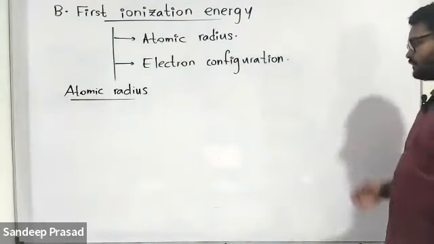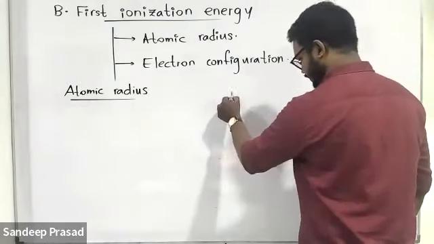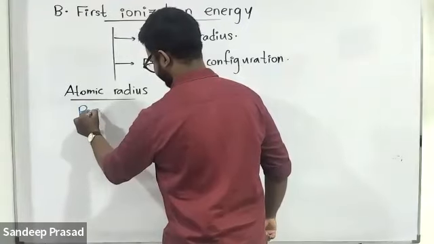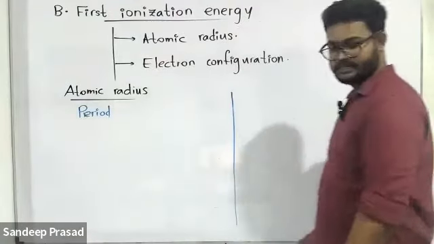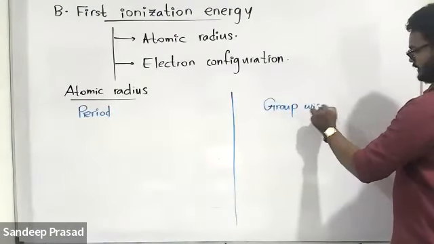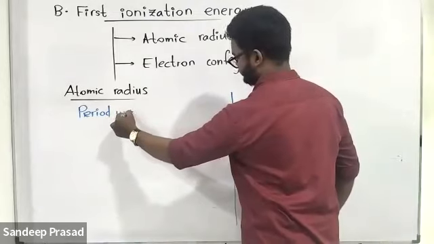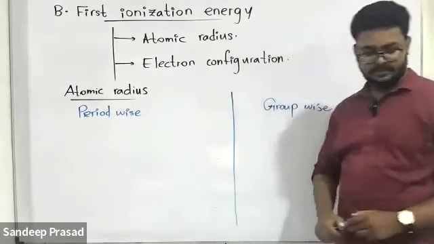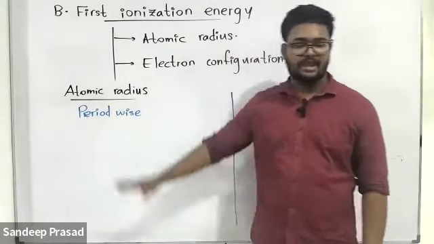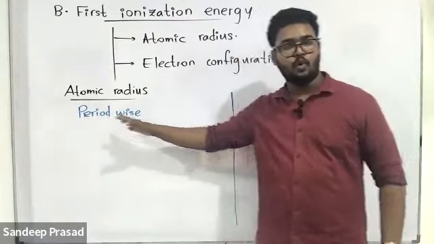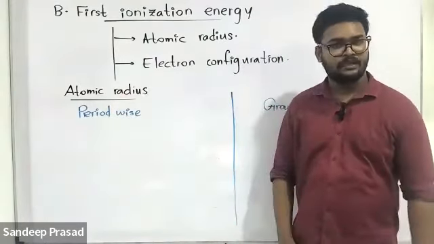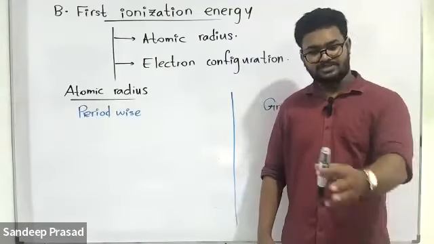Now look at this one. I will divide this into two parts: period wise and group wise. So tell me, what will happen to the atomic radius when you go along a period from left to right? What will happen to the radius? Put your answer in the chat box quickly.